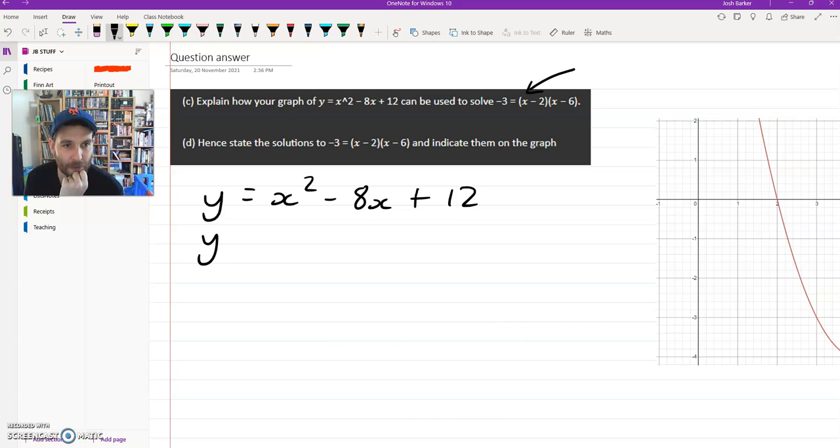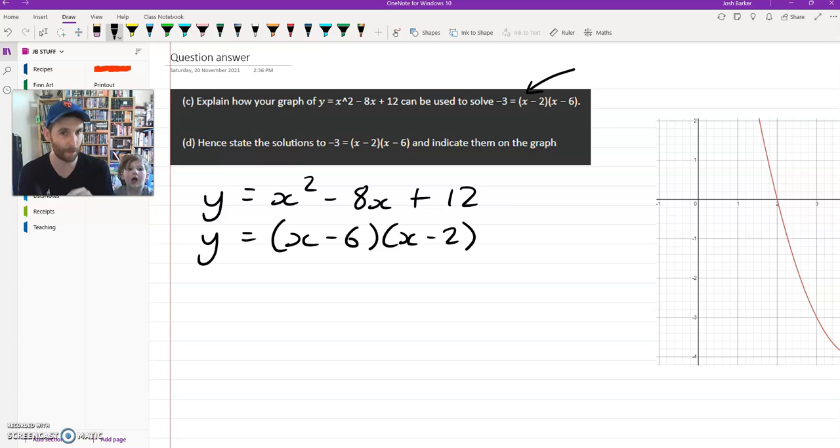So the first thing that I'll do there is just point out that if I factorized this expression, I need two numbers that multiply to give me positive 12 and add to give me negative 8. Well, they multiply to give me a positive, so they can either be both positive or both negative, but they're adding to give me a negative, so both numbers have got to be negative. So what will work is 6 times 2 will give me 12, and negative 6 and negative 2 will add to give me negative 8. So they're equivalent expressions but factorized.